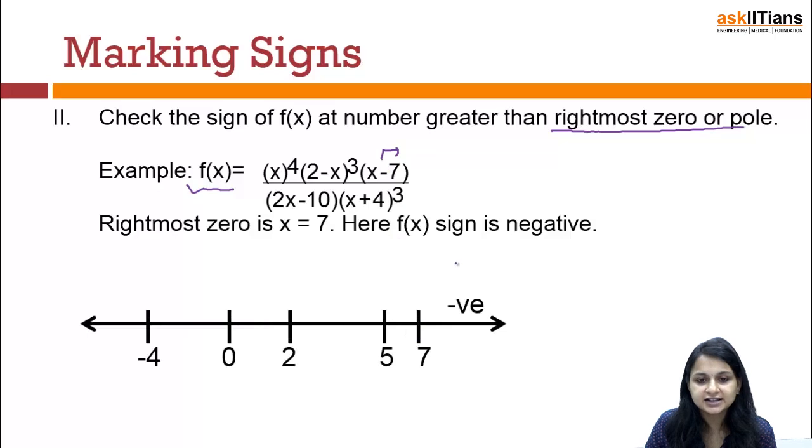If I take x greater than 7, suppose I take x equal to 100 and put it here, you will see that f(x) is always negative. This is giving me negative because of 2 minus x. 2 minus 100 would be negative. So in turn the whole f(x) would be negative. So I am writing this sign as negative.